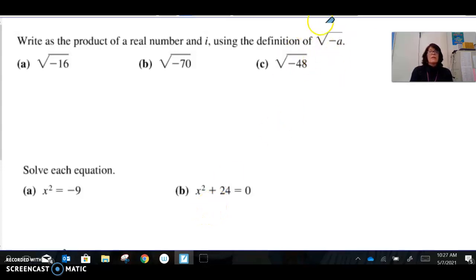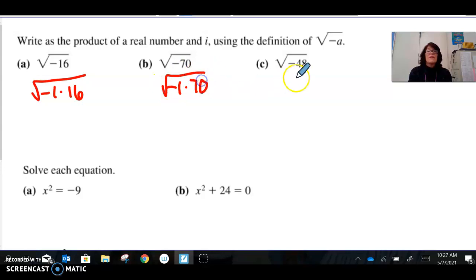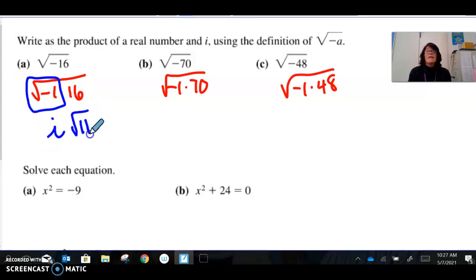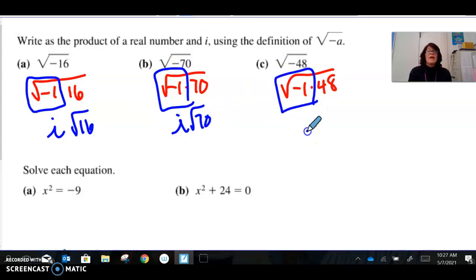What we want to do is make sure that we can simplify these. I know you've done these before. I always just figure it's like I take this -16 and make it -1 times 16. I take negative 70 and make it negative 1 times 70. Negative 48 is negative 1 times 48. That way, I figure the square root of negative 1 is i, so I have i times the square root of 16, i times the square root of 70, i times the square root of 48. We're not done, okay, but we at least took care of the fact that there was a negative under the square root.